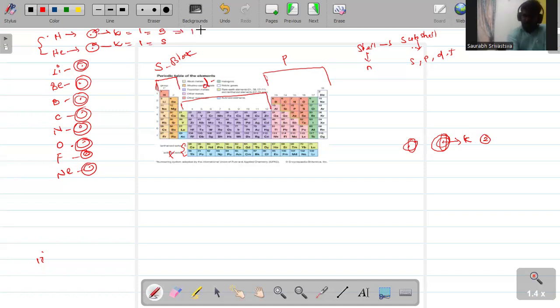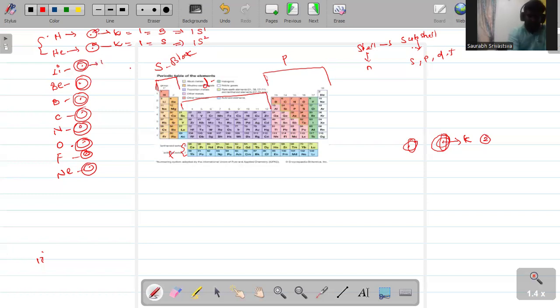That is the first shell, and which subshell? Only one subshell is there. Only one electron, so the electronic configuration of hydrogen is 1s1. Next, helium. The electron goes in the S subshell. How many electrons are there? 2 electrons are there. Then the electronic configuration of helium is 1s2.